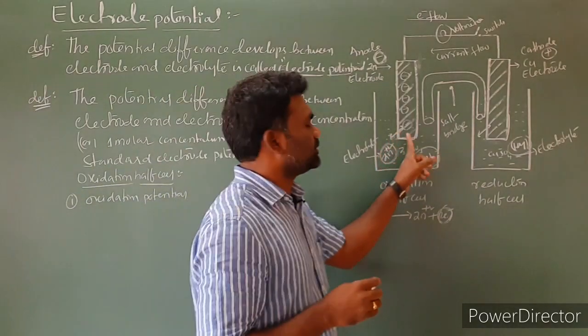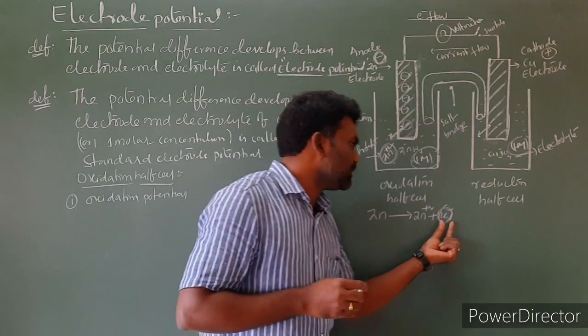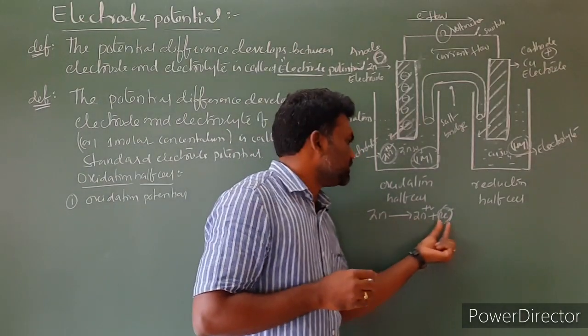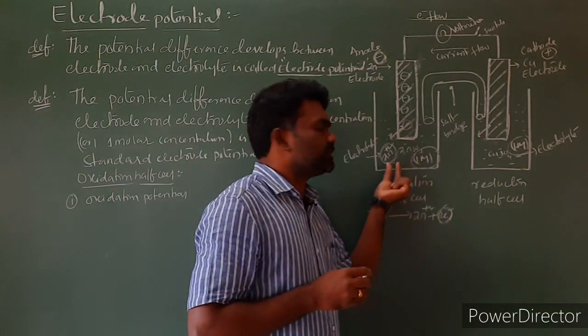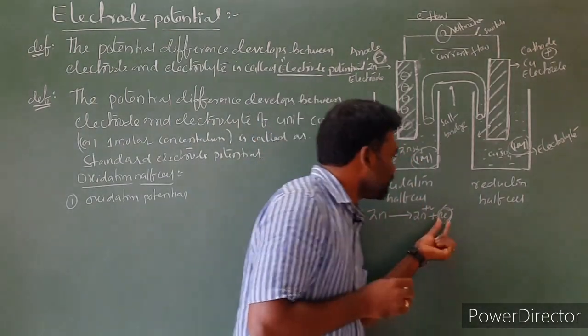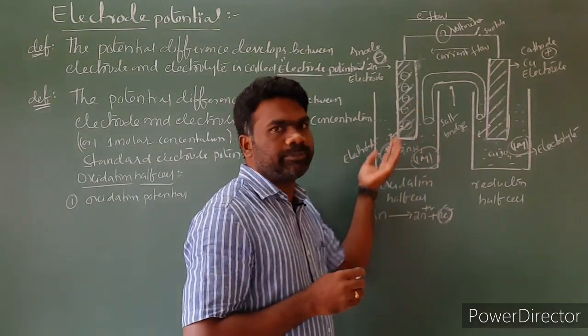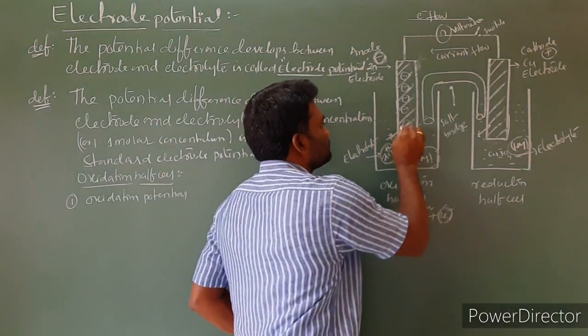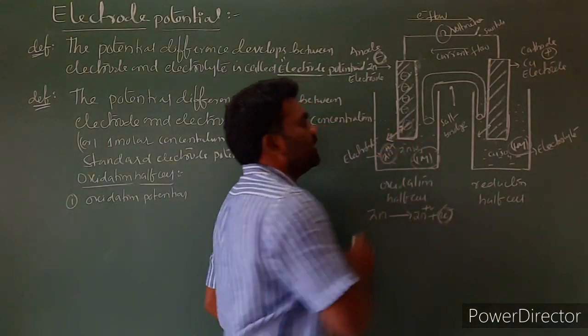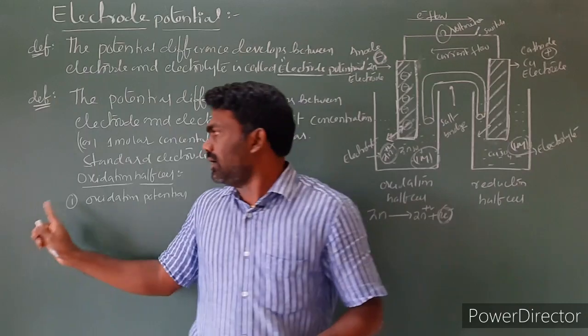So what is oxidation potential? Here zinc is undergoing oxidation. Zinc is losing 2 electrons and entering the solution. Because Zn enters the solution, the solution becomes positively charged, and these electrons remain in the electrode. As a result, the electrode is negatively charged with respect to the solution. Between this zinc electrode and the electrolyte, a potential difference is developed. This potential is called the oxidation potential.